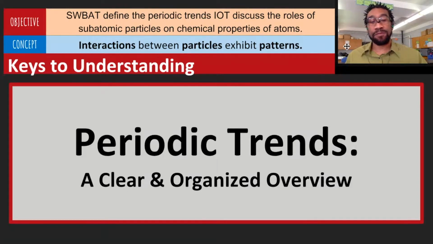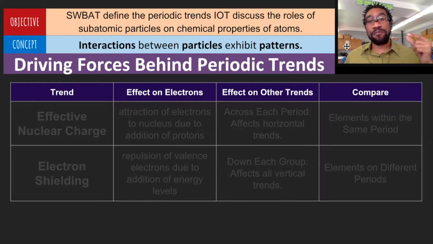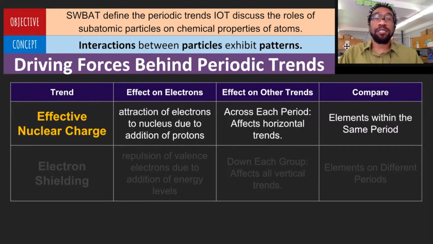So let's go. The first thing is the driving forces behind periodic trends. There are two of them. They drive home many of the trends, 95%, I'm just throwing out a random number, but the majority of all the periodic trends are caused by two driving forces. The first one is called the effective nuclear charge, and this is actually the attraction of electrons to the nucleus due to the addition of protons. So as we are adding protons to the nucleus, there's a stronger attraction of the electrons to the nucleus.